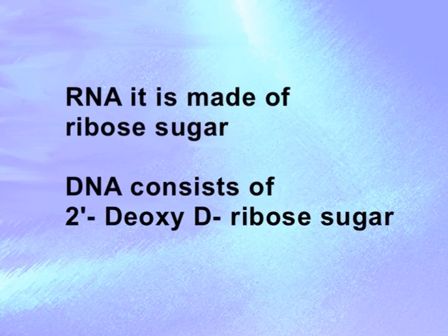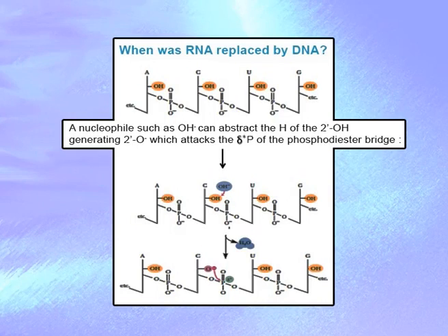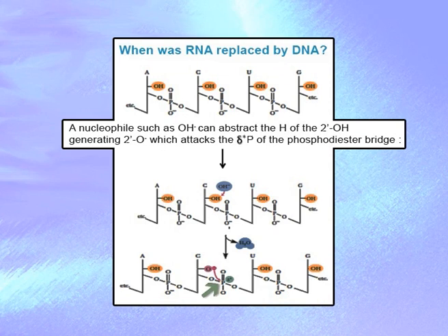Let us come to the chemical structure of RNA. RNA is made up of ribose sugar, whereas DNA consists of 2-deoxy-D-ribose sugar. When a nucleophile such as a hydroxyl radical is present in the cell, it attacks the 2' carbon position of the ribose sugar, thereby abstracting the hydrogen ion from the hydroxyl group. It is left with the negative O- ion, which attacks the delta plus P of the phosphodiester backbone of the RNA chain.